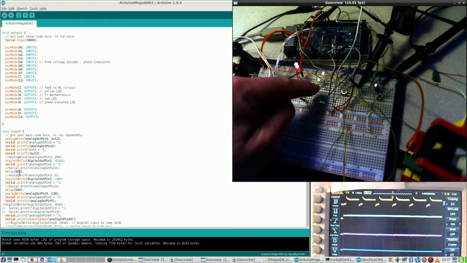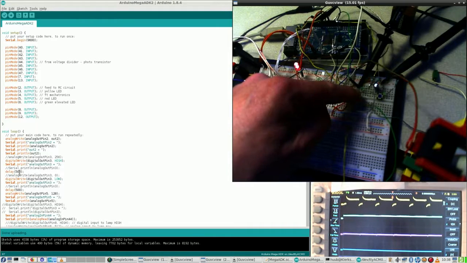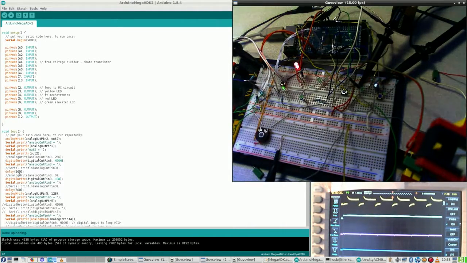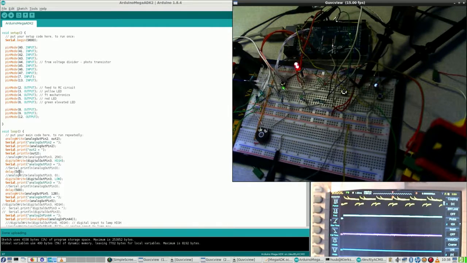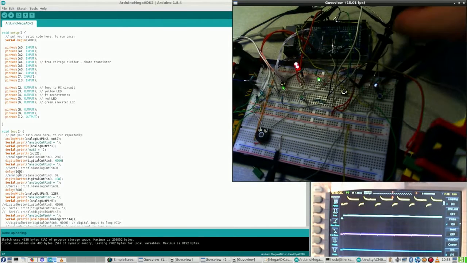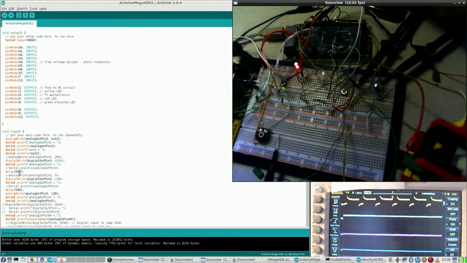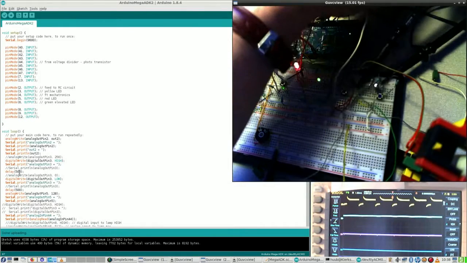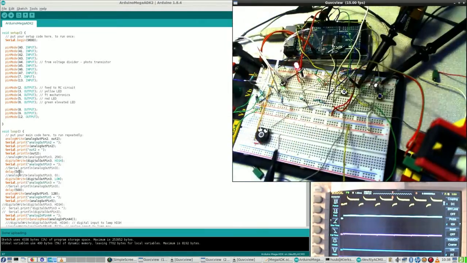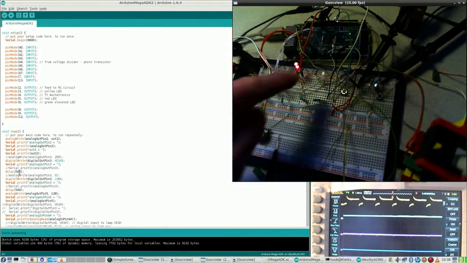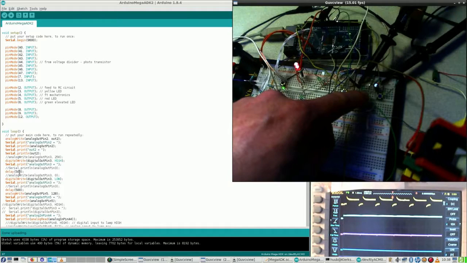This one is set digitally right now, but it doesn't do a thing. Oops. So here's the question, why is this one working and why isn't this one?